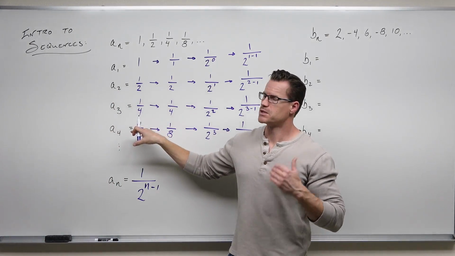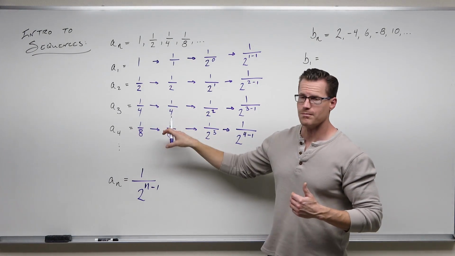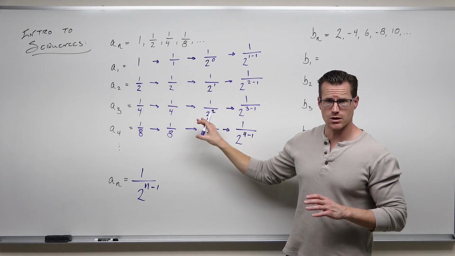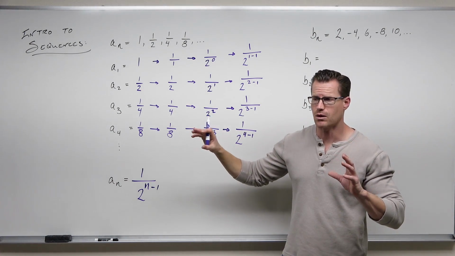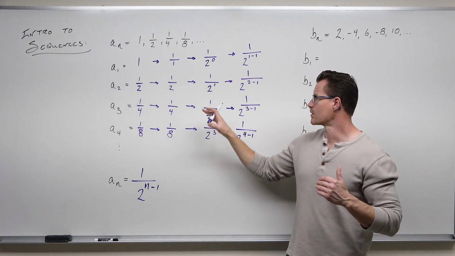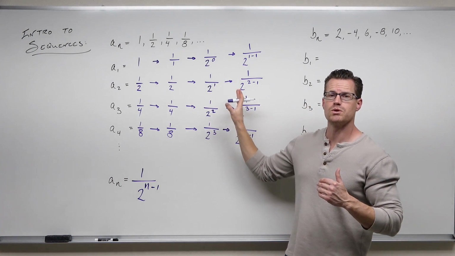Write out your terms, don't change them. Make them the same form. You should be able to find out some relationship amongst the terms. Are you multiplying? Are you adding? Are you adding the same number? Are you taking a power like we are here? And then try to relate it to your n.